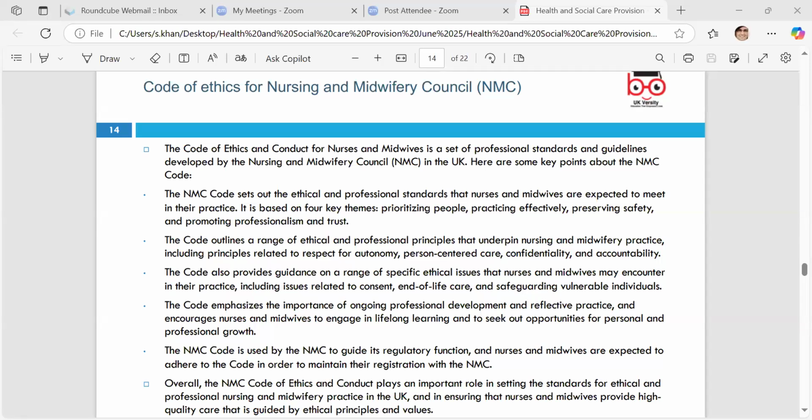Nurses and midwives are expected to act in accordance with this code, and they must be accountable for their own actions and decisions. Don't you think this NMC code is what they must follow? And if they do something wrong, they should be accountable and no one else. Yeah, because you can't blame another nurse if you've done something wrong.